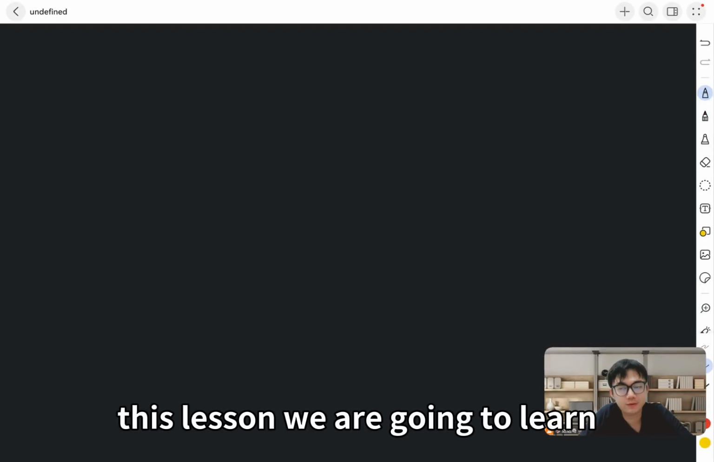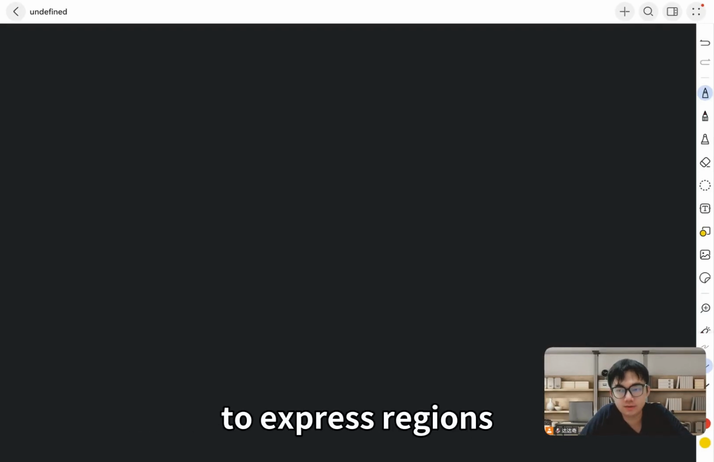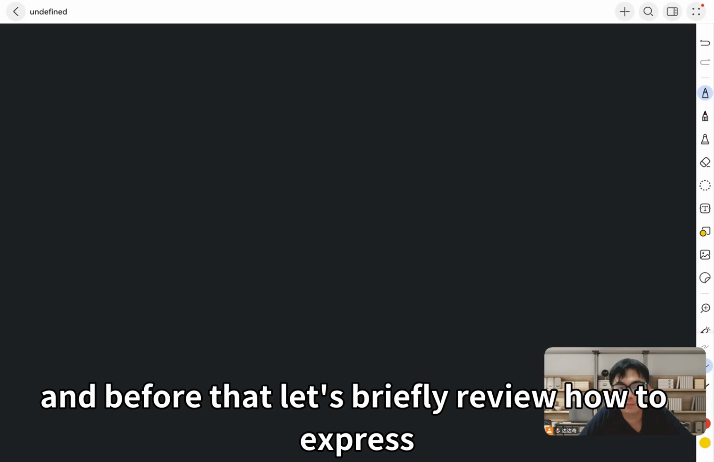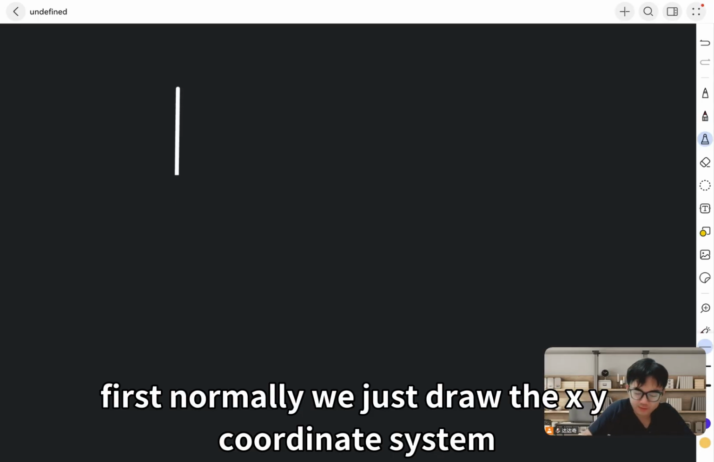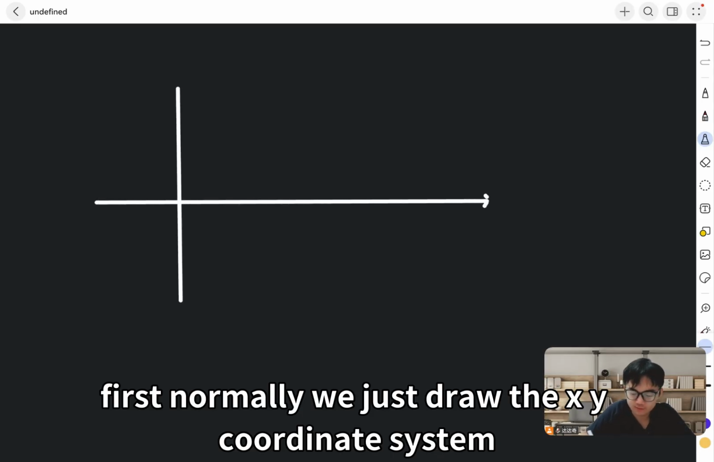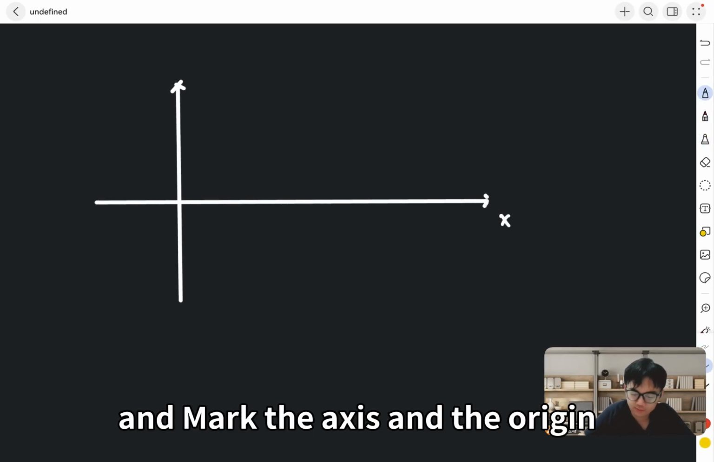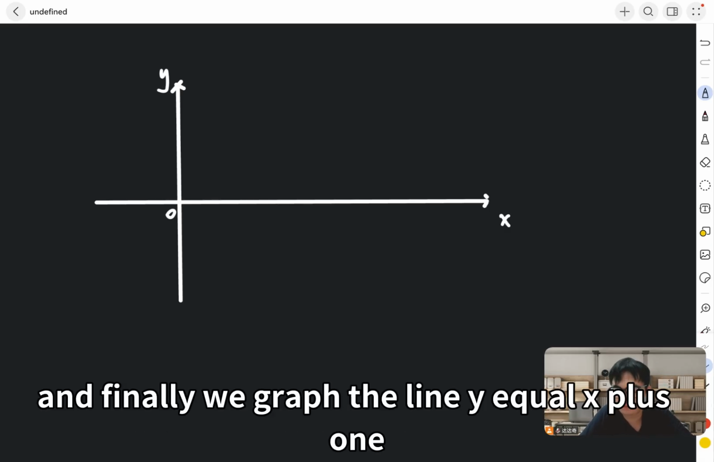In this lesson we are going to learn how to use inequalities to express regions. Before that, let's briefly review how to express a straight line. First, we normally just draw the xy coordinate system and mark the axes and the origin. And how do we graph the line y equals x plus 1?